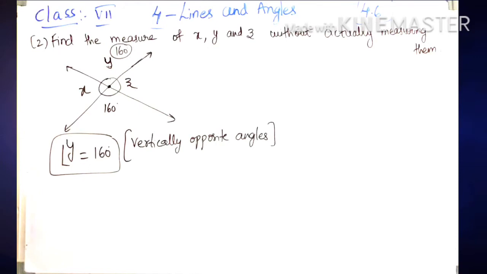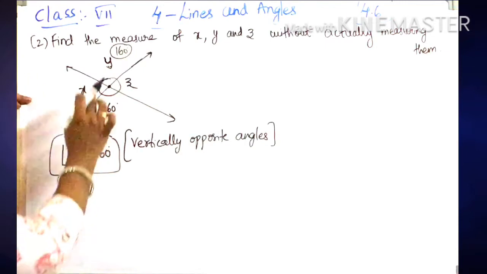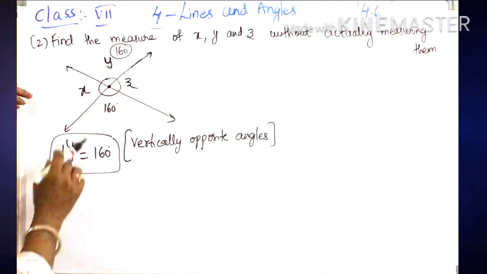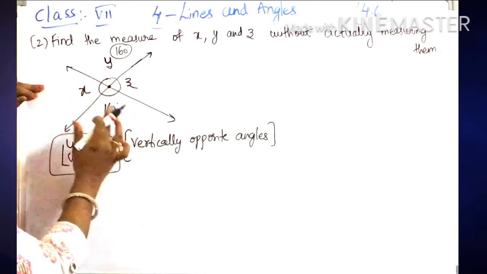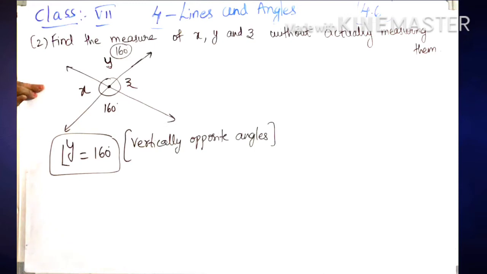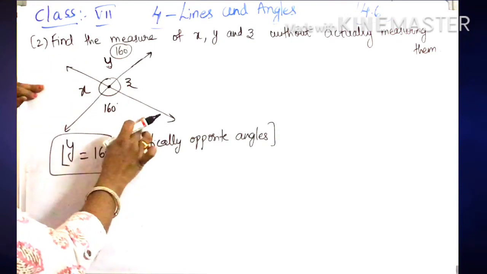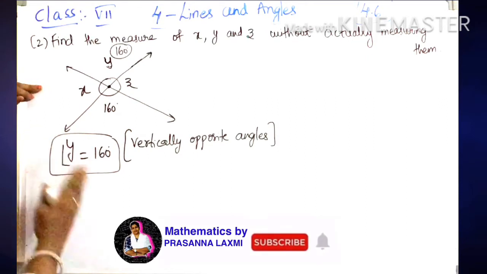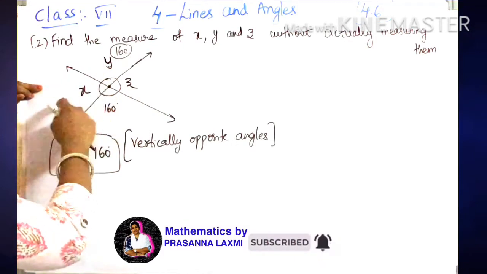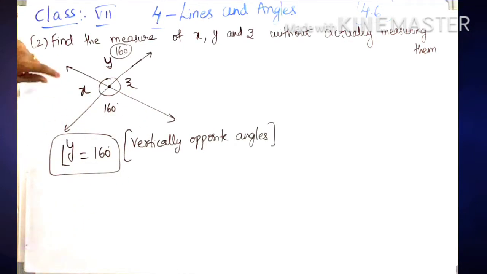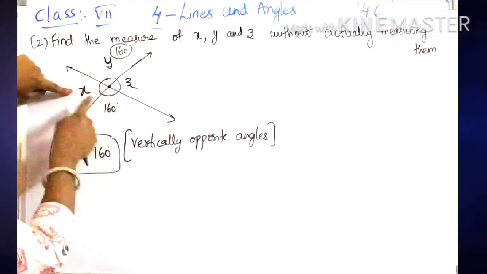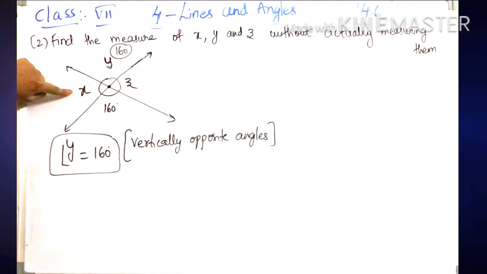Then how to find x and z? Here we can take a linear pair. And what is a linear pair, children? The sum of adjacent angles equal to 180 degrees. In this figure, how many pairs of adjacent angles are formed? Keep in mind, when two lines intersect, four angles are formed. From four angles, you will get four pairs of adjacent angles and two pairs of vertically opposite angles. Here the adjacent angles are x and y, y and z, z and 160, 160 and x. These are four pairs of adjacent angles.